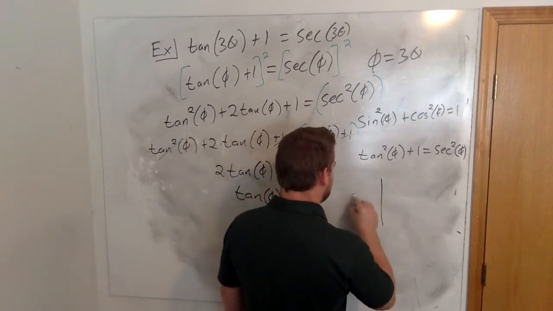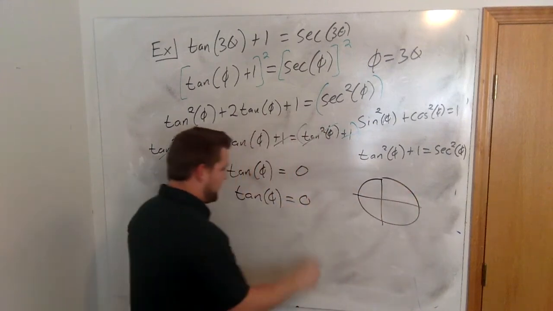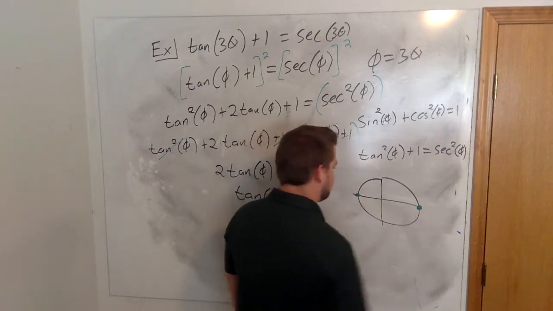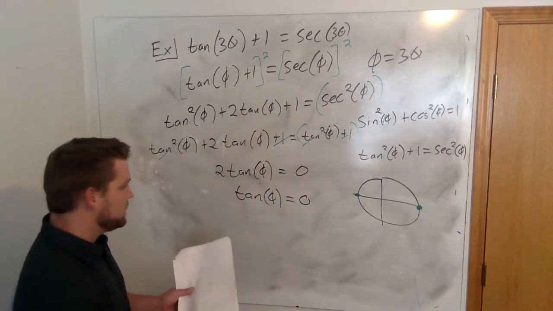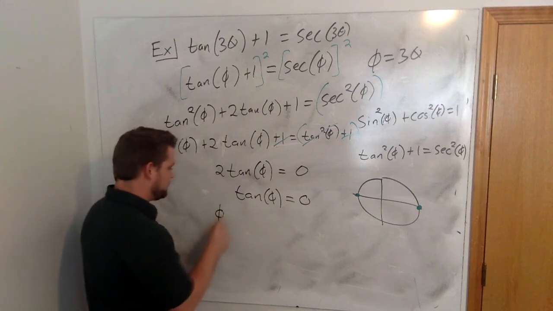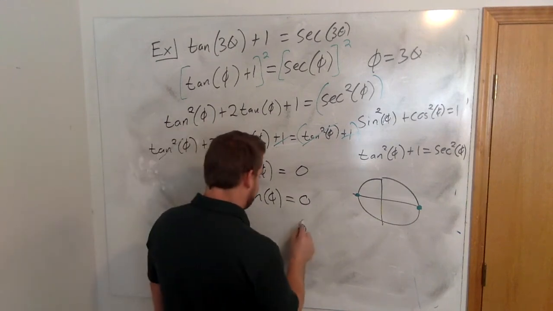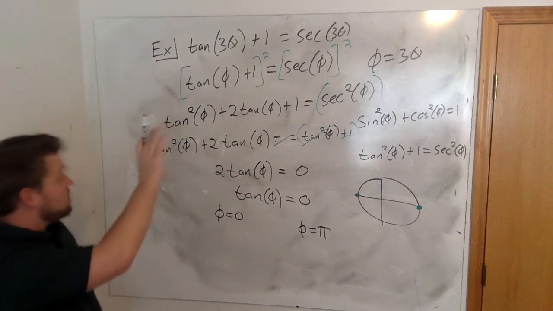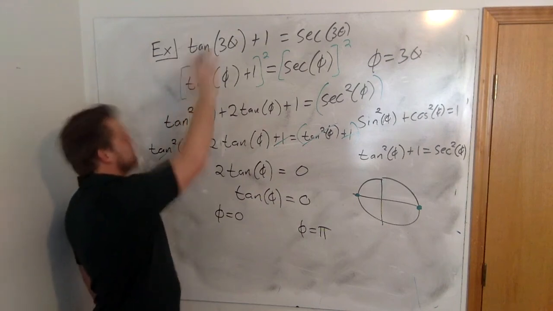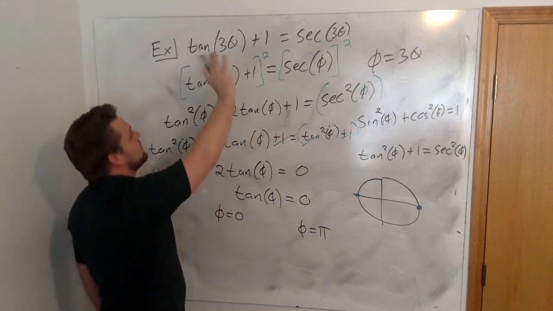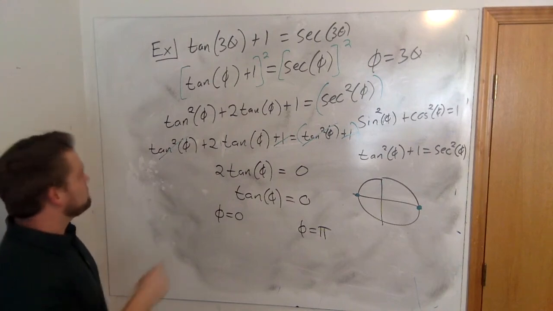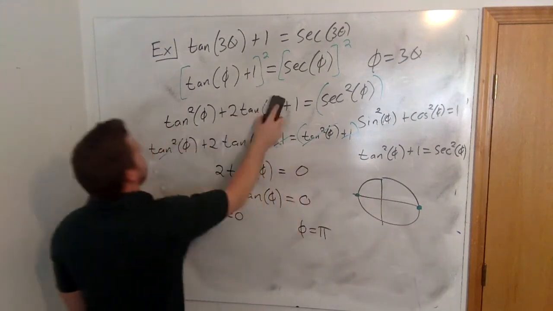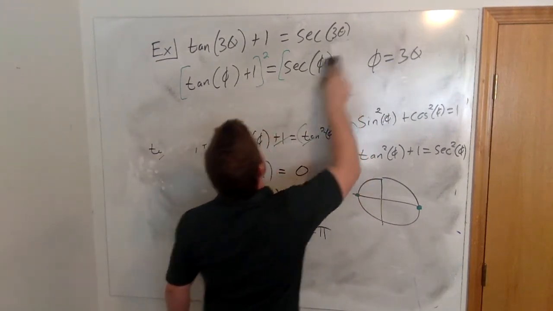So for what values of phi is tangent 0? Well, that'll be here and here. These are the two locations where the slope is 0. Let's write down these each separately. Looks like phi could be 0 radians or phi could be pi radians. Okay, let's plug this into our equation. Let's plug it into the one where we substituted in phi. We'll check it right here.